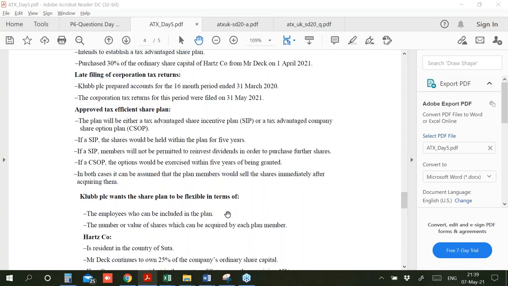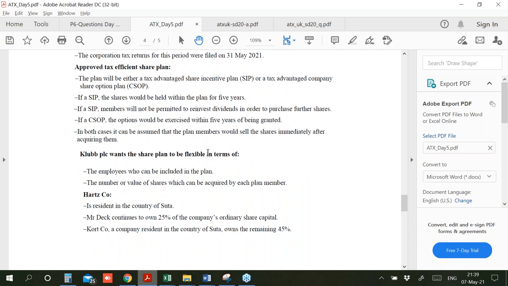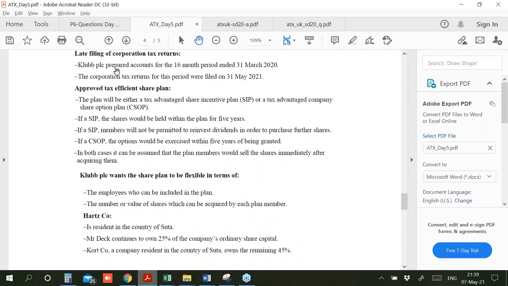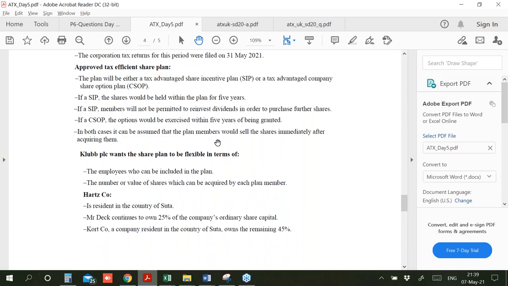Now, as the question asked me to tell the tax implications as well, I will here also explain the tax implications that I have discussed with you regarding the IT and NI for both and CGT implications for both. So till here we have discussed the corporation tax dates and the share schemes. So we are only left with the CFC part now.